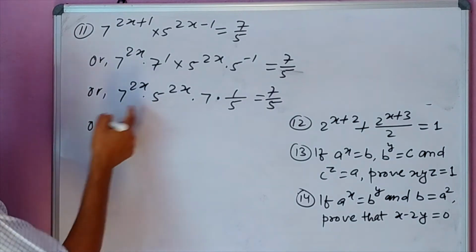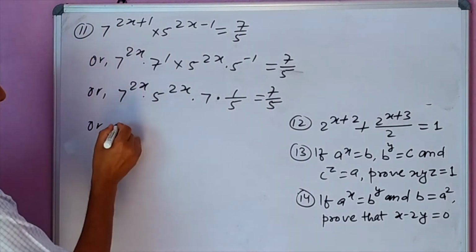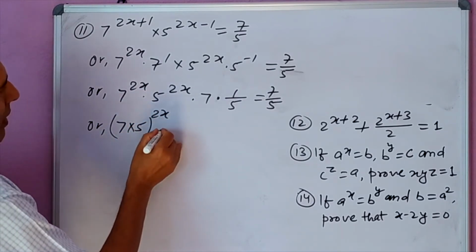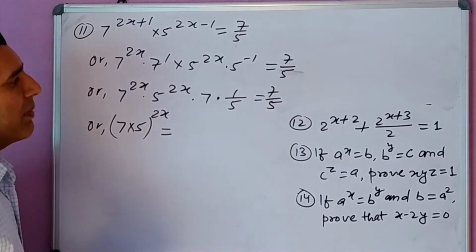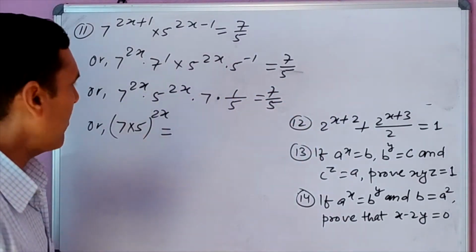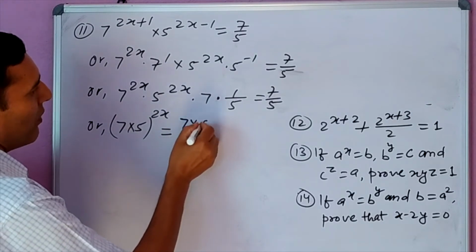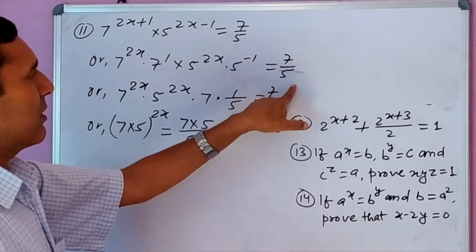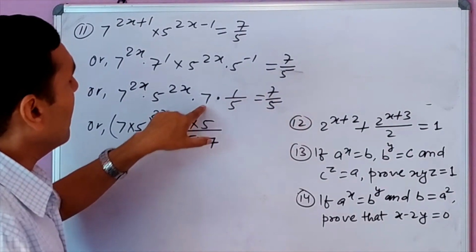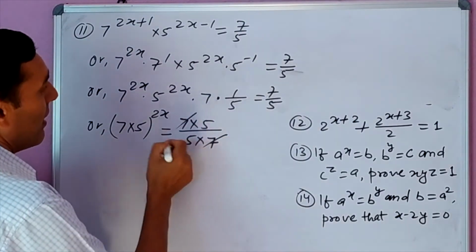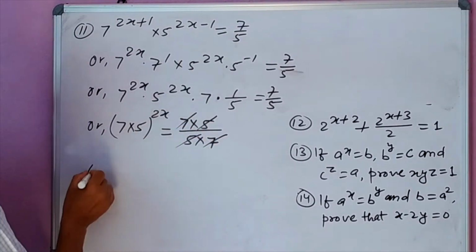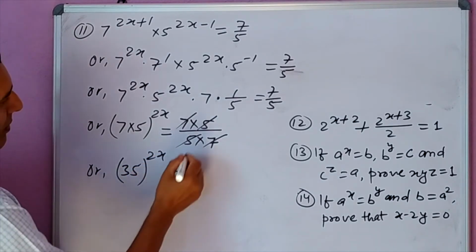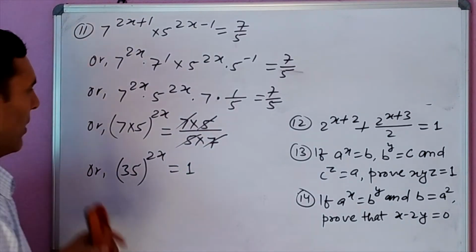Or this 7 to the power 2x, 5 to the power 2x can be written as 7 into 5 to the power 2x is equal to, if you do the cross multiplication here, the 5 goes up, 7 goes down on the other side. So 7 into 5 upon 5 into 7. This 5 goes up to multiply with this 7, and this 7 goes down here. So that this 7, 7 and 5, 5 both cancel. So it is 35 to the power 2x is equal to, what is remaining there? 1.